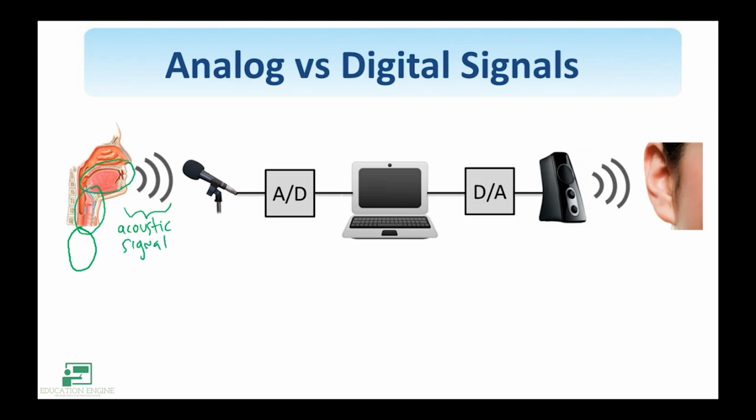Such a signal reaches a microphone here, which is a transducer. It converts one form of energy, acoustical energy, into another form of energy, electrical energy. So here I have an electrical signal. Both these signals are analog signals, or continuous signals.